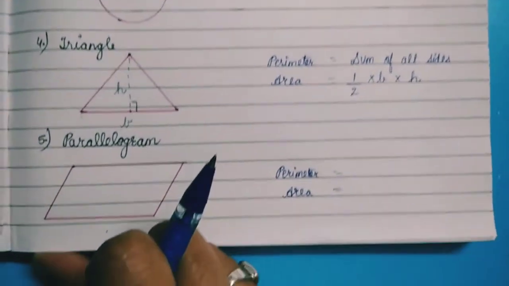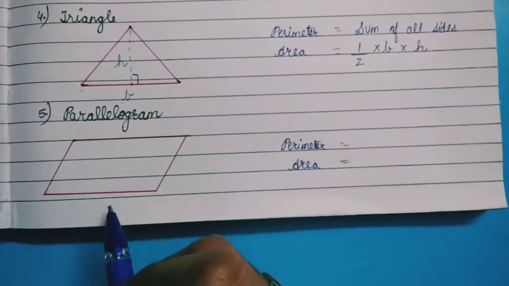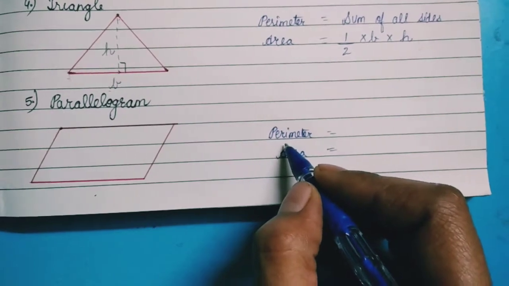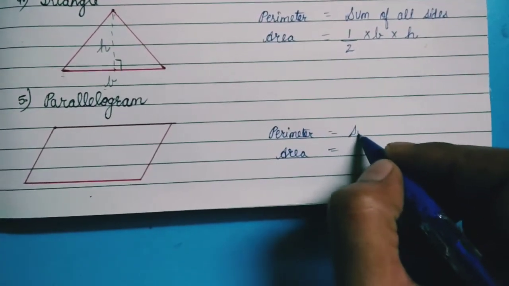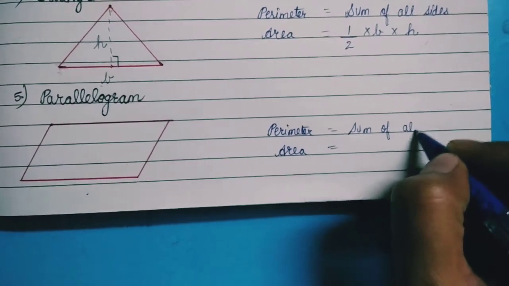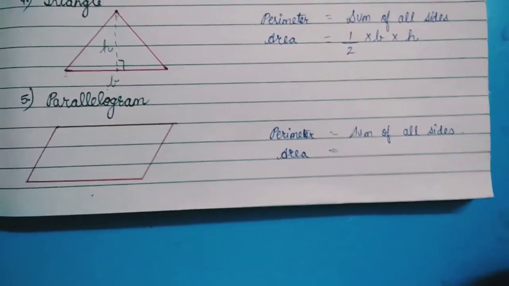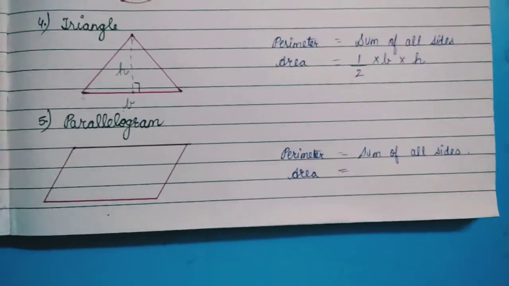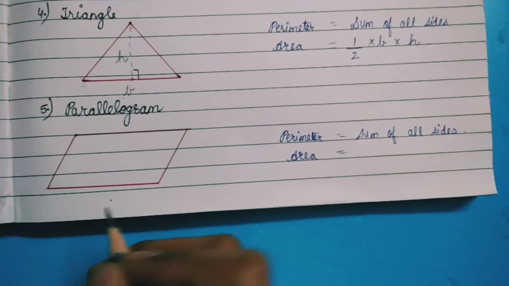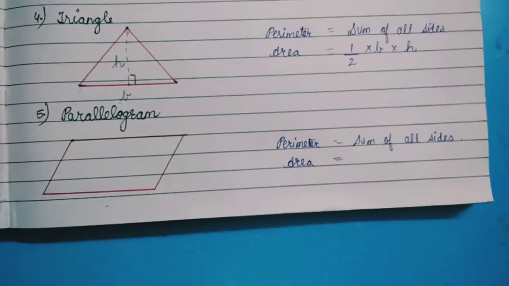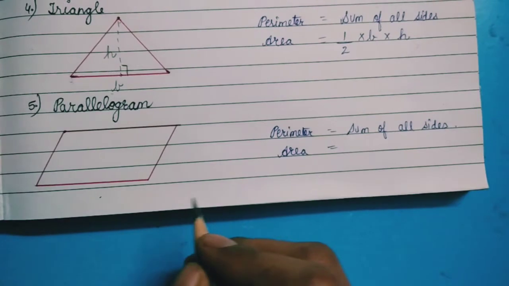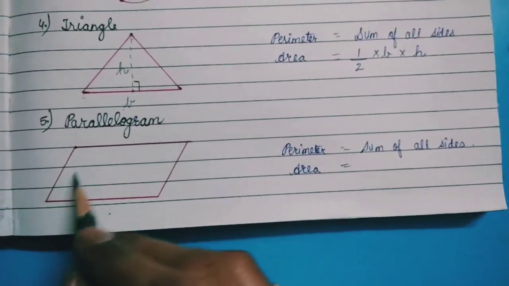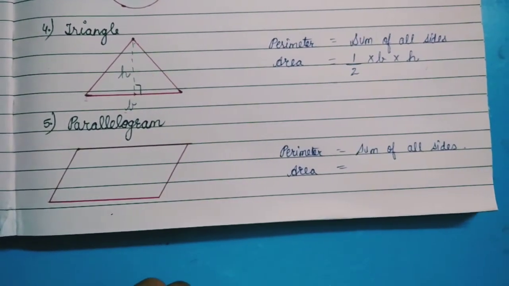Now we have the parallelogram. A parallelogram is a kind of quadrilateral. Same as before, we will write its perimeter as the sum of all sides. And for its area, as in the triangle, we find the base, where the figure is touching the floor, the paper, or whatever it rests on. So that will be known as base.